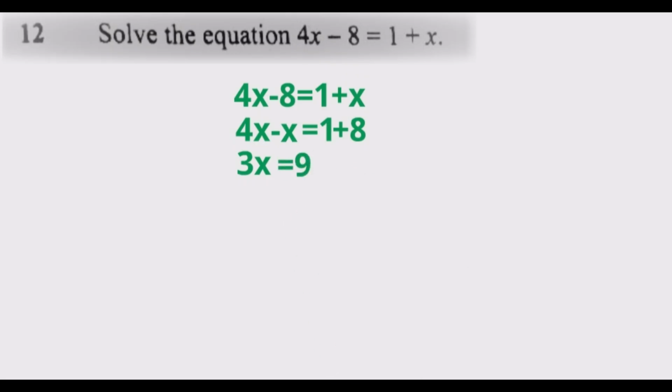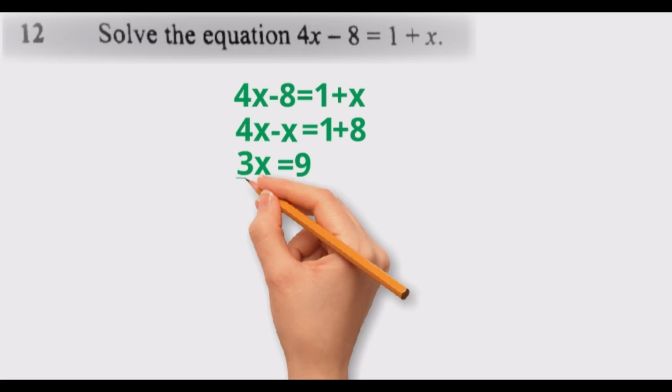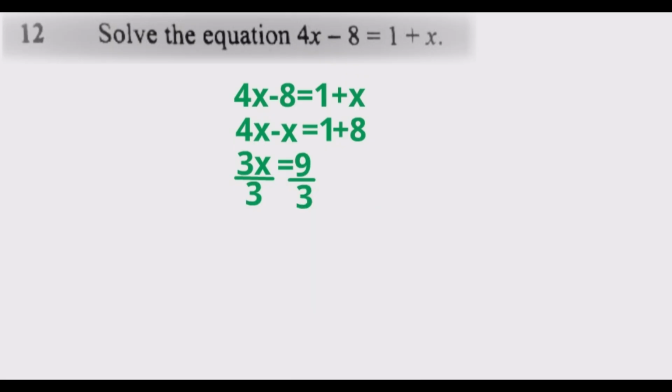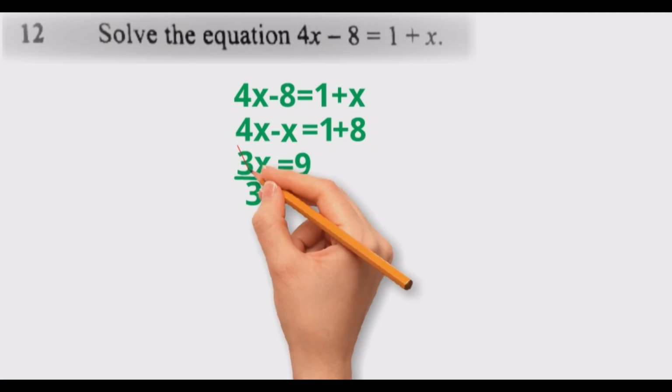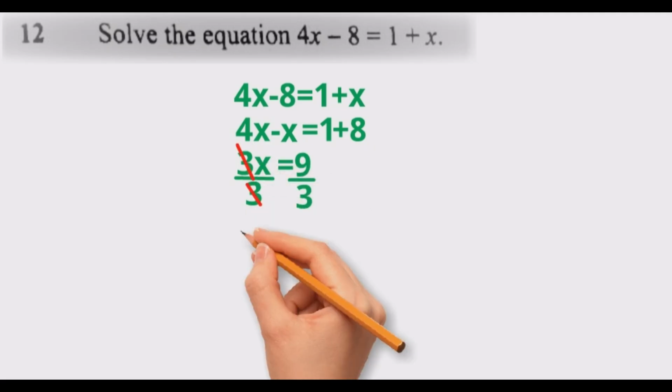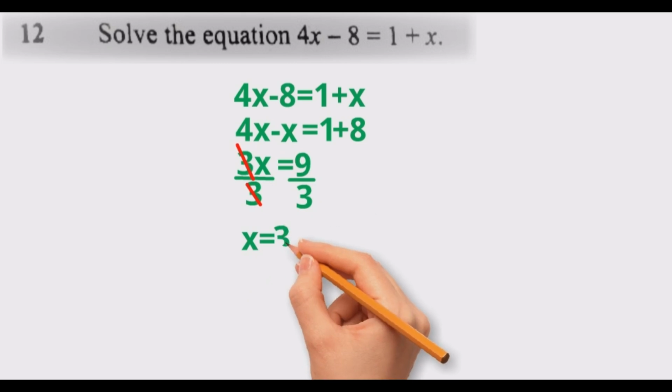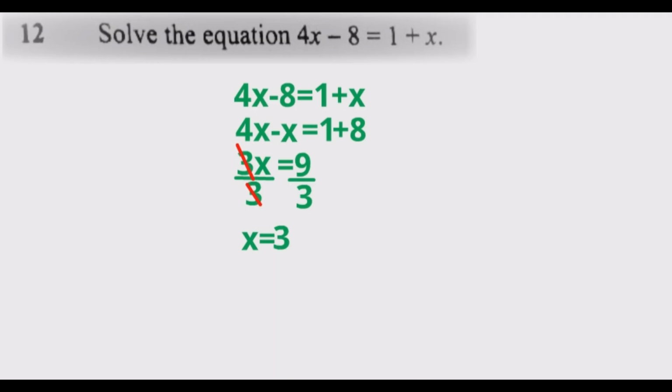Now I want to remain with x on one side of the equal sign. That means I'm going to divide both sides by 3. So 3x divided by 3 gives us x, which is equal to 9 divided by 3, which gives us 3. So x is equal to 3. That is the correct answer.